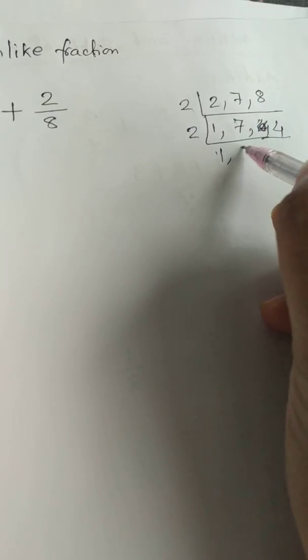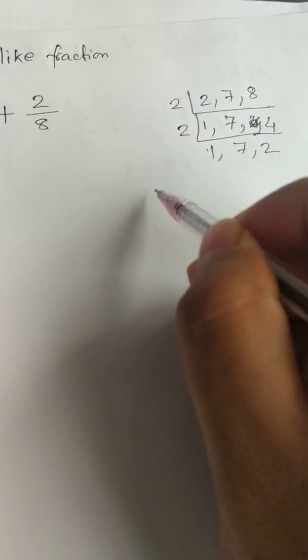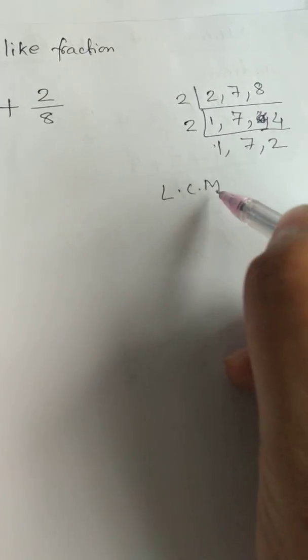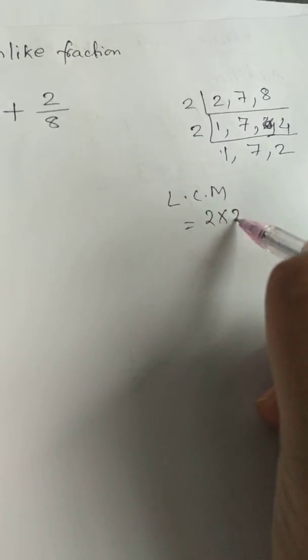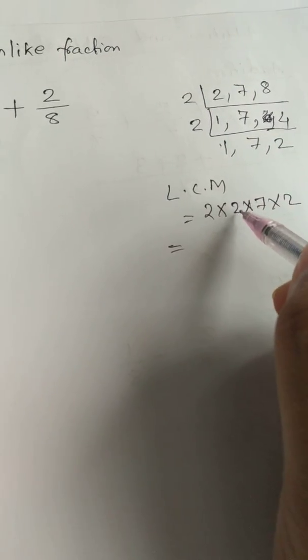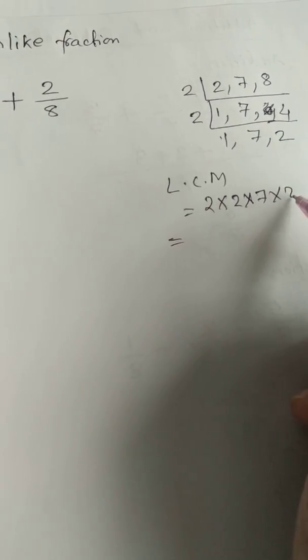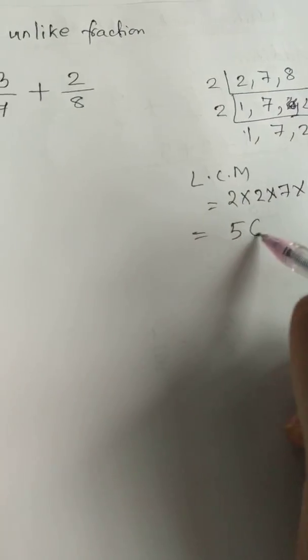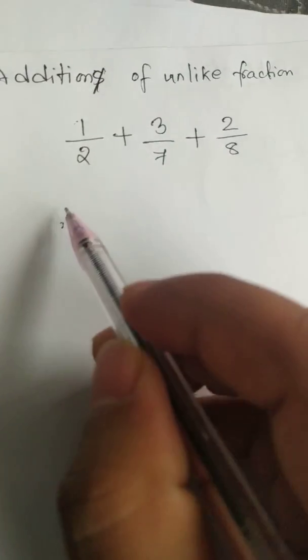2 ones are 2, 7 remains, 2 twos are 4. So what will be the LCM? LCM is 2 into 2 into 7 into 2. So that is 2 twos are 4, 4 sevens are 28, 28 twos are 56. Okay, so the LCM is 56.